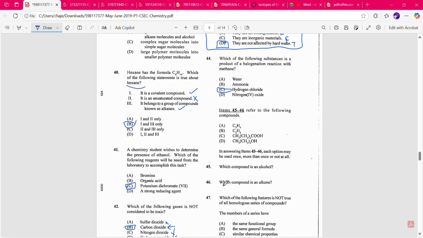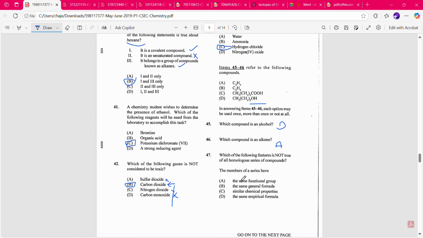Items 45 to 46 refers to the following compounds. Which compound is an alcohol? Compound D is alcohol, the OH. Which is an alkene? Alkene is A. Remember, alkenes have twice as many hydrogens as there are carbons.